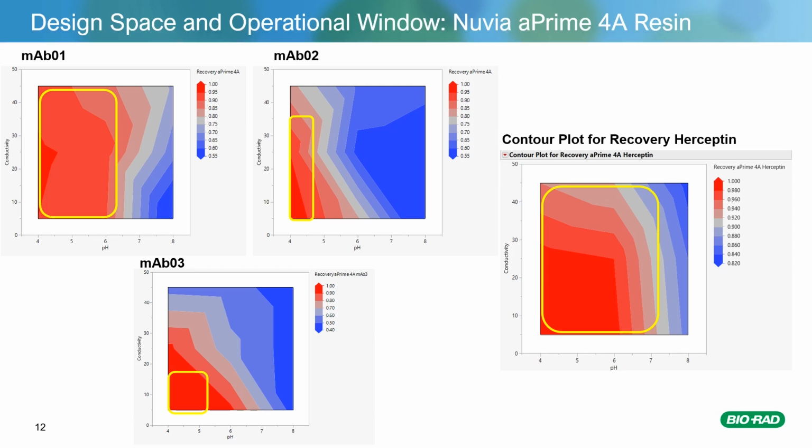Looking at these contour plots, it is easier now to understand why the UV traces you saw on the previous slide show such different profiles depending on the mAb used. It is a clear indication that to save time and resources, the design space should be established even before trying generic conditions, which worked previously for other molecules.